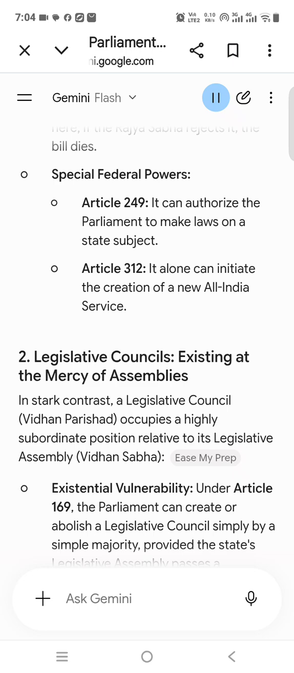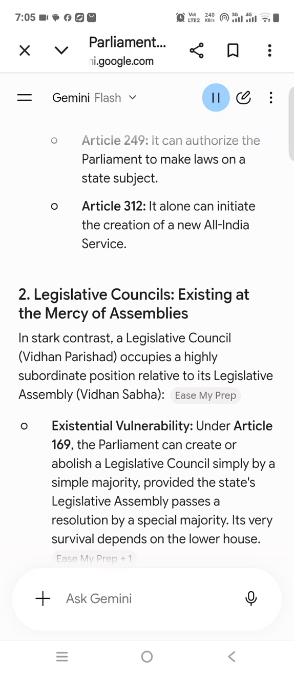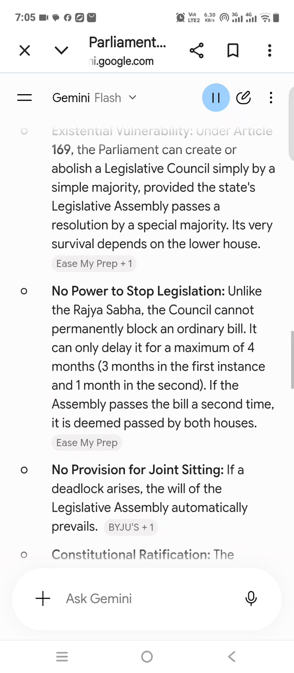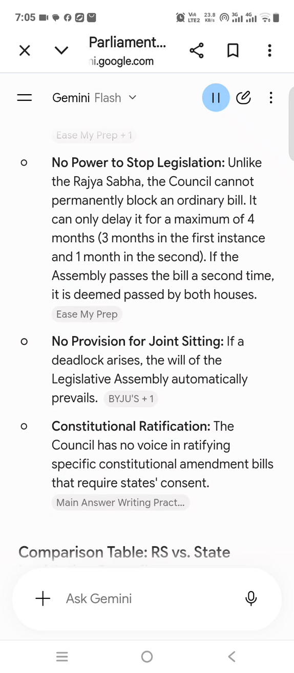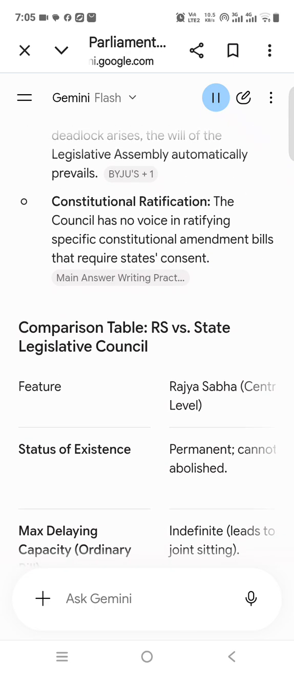Comparison table. RS versus State Legislative Council. Feature. Rajya Sabha, Central Level; Legislative Council, State Level. Status of Existence. Permanent, cannot be abolished; temporary, can be abolished under Article 169. Max delaying capacity. Ordinary bill: indefinite, leads to a joint sitting; max 4 months, no joint sitting exists. Constitutional amendment. Equal power to pass or reject; no effective role or veto power. Electorate, composition. Elected solely by MLAs; mix of MLAs, local bodies, graduates, teachers, and nominees.